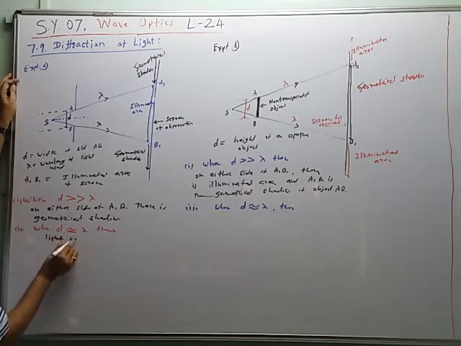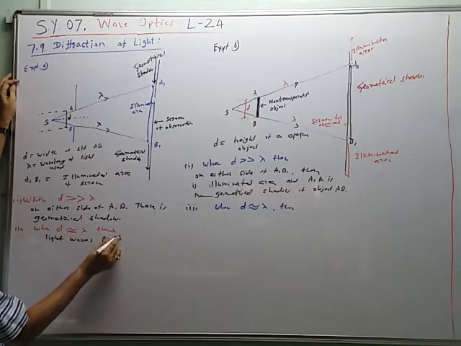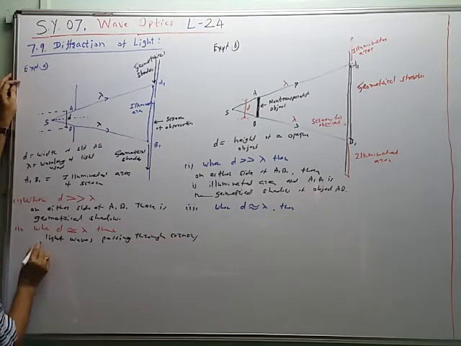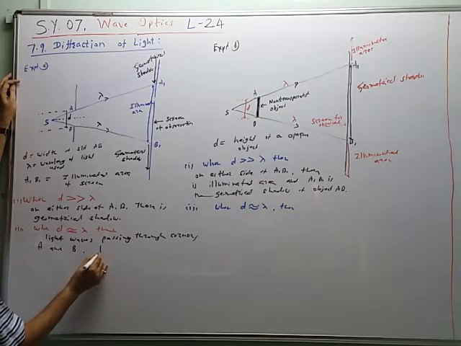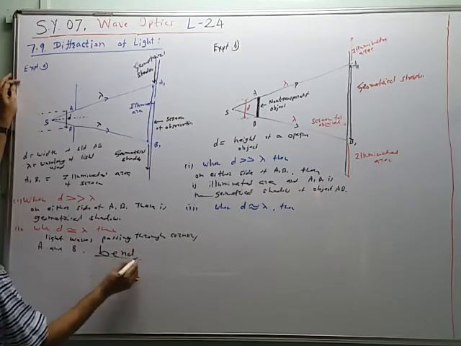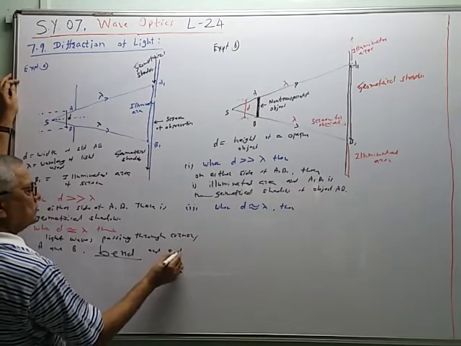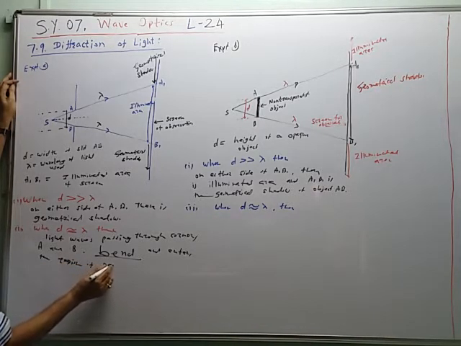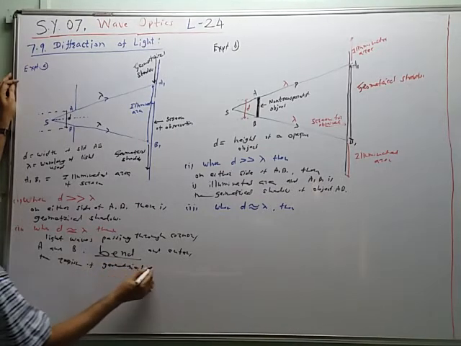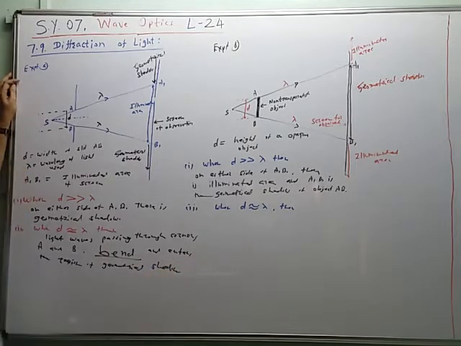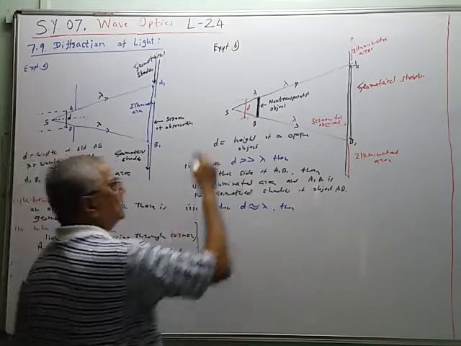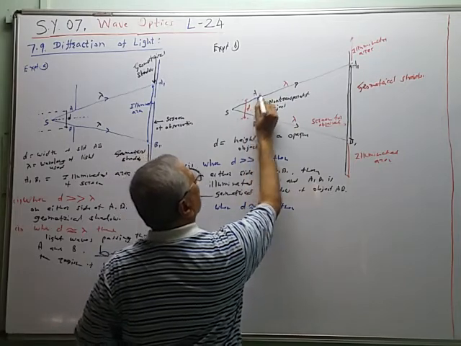When D is comparable with lambda, then the light waves passing through corners A and B bend and enter the region of geometrical shadow, meaning above A1 and below B1. The light waves passing through the corners A and B bend and enter the region of geometrical shadow. Now on this side, in this case when D is comparable with lambda, the light waves passing through the corner A bend in the downward direction, they also enter.